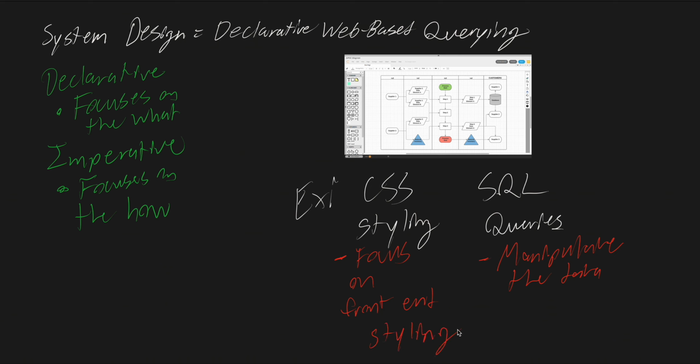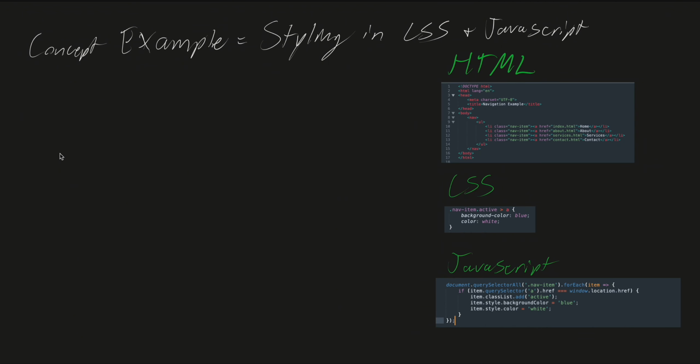And now let's go over a concept example. In web development, there is a distinction between declarative and imperative programming styles. To illustrate the difference, let's consider a task of highlighting the active page in a website's navigation menu. So we are highlighting a website's navigation menu.